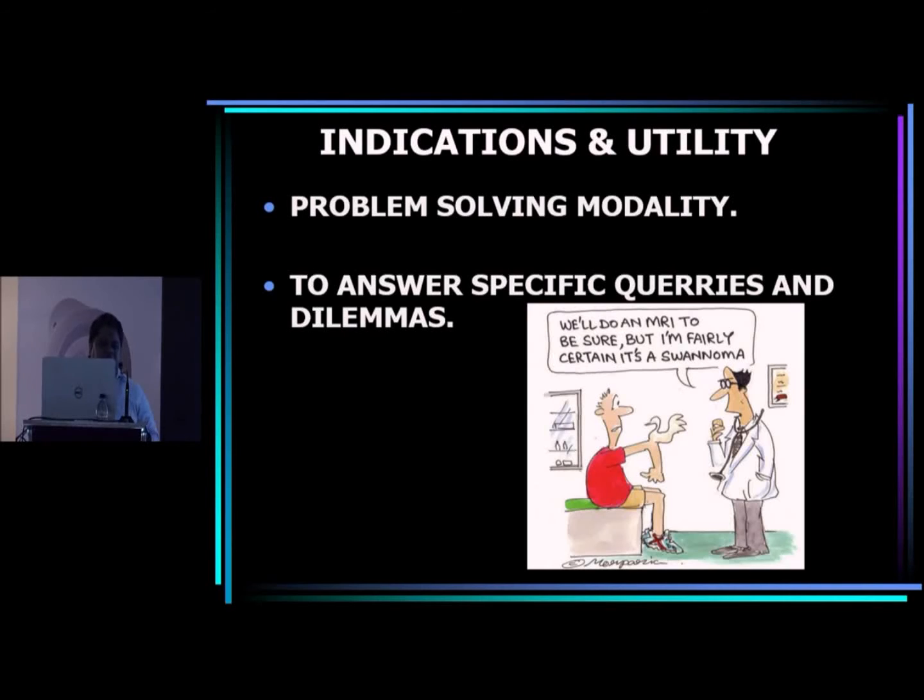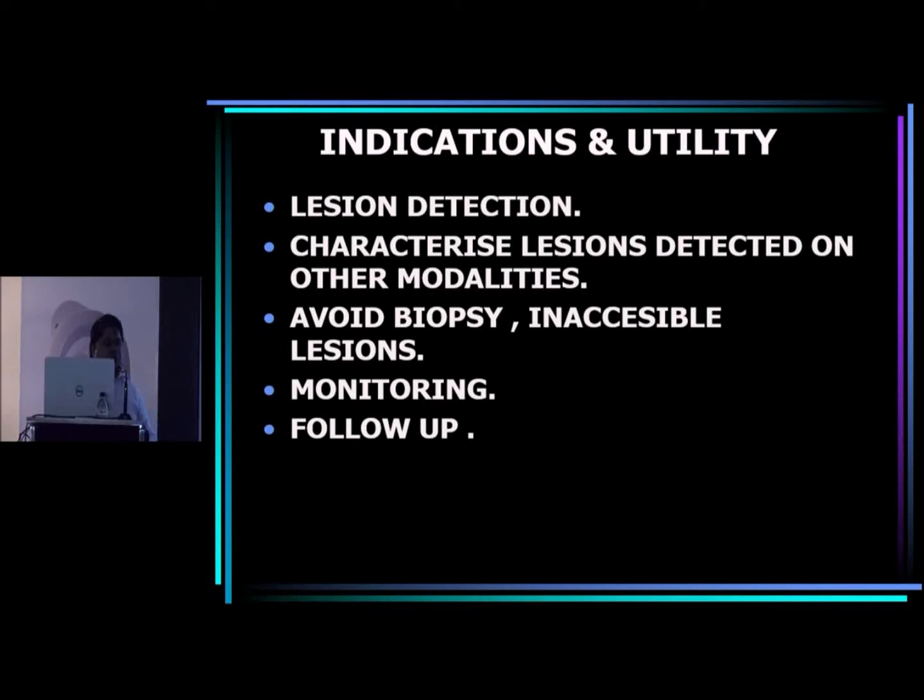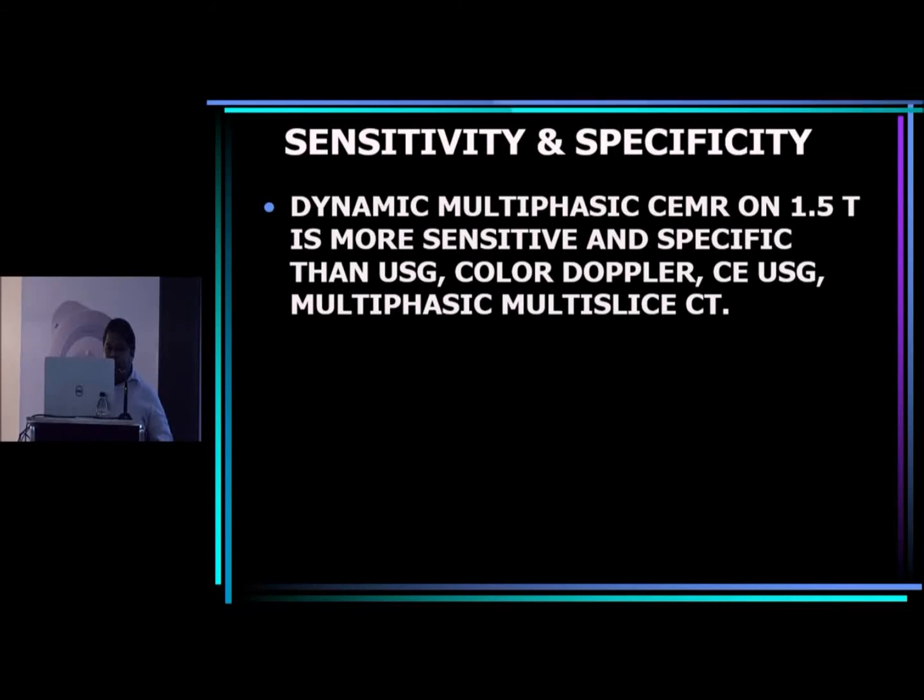So mostly MRI has been used as a problem-solving tool when ultrasound or CT scan cannot give you an adequate answer. But in many of these conditions, as we shall see, MRI is also used as a first-line tool. So what do we do? Our aims are: we detect the lesion, we characterize the lesion, we sometimes try to avoid biopsy, especially when the lesion is inaccessible. We use it for monitoring, and if some treatment has been given, we use it for follow-up.